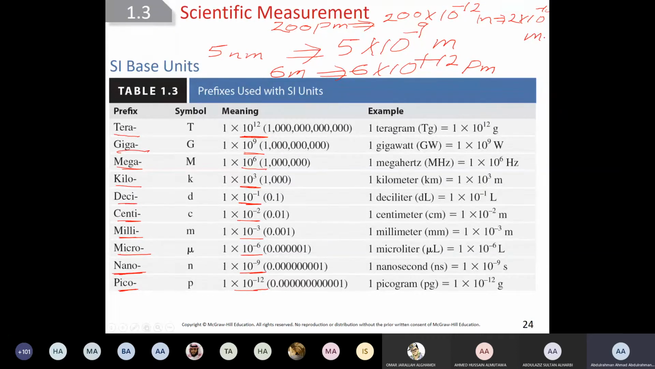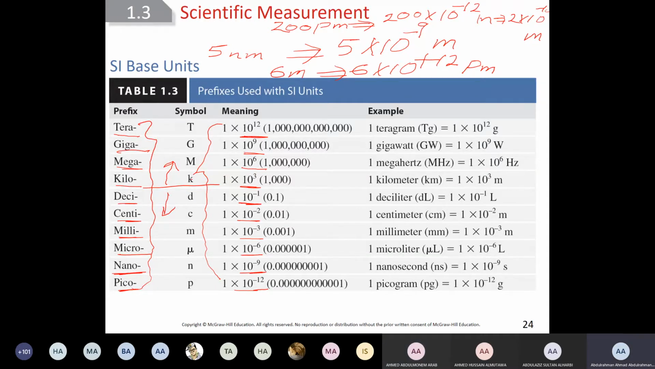Can you make this transfer? I want you to memorize all these prefixes very well, and you must memorize the relation between them. Why is it positive 12? You transfer 6 meters to picometers and you put it positive. Always ask yourself which is bigger, meter? All of these are bigger than a meter, and these are smaller than a meter.